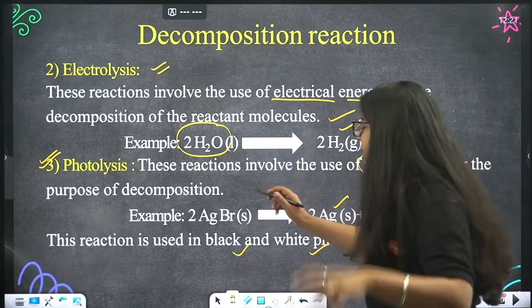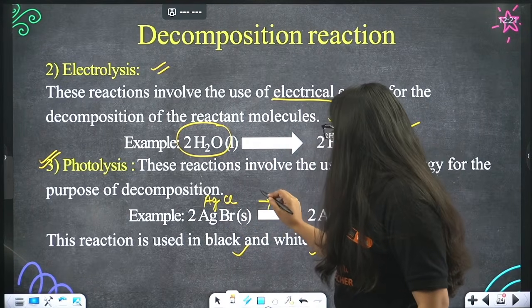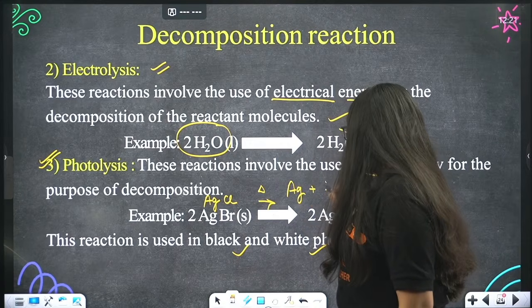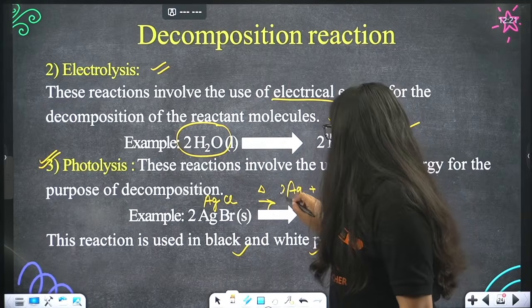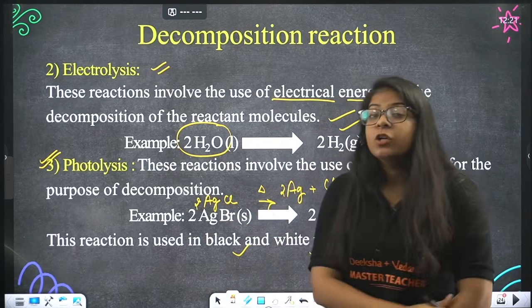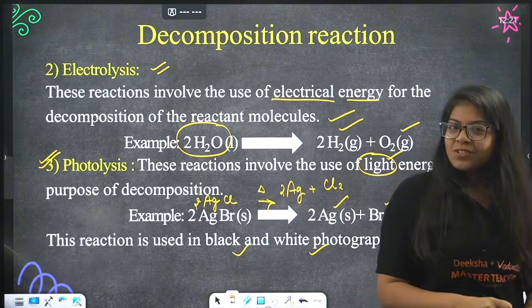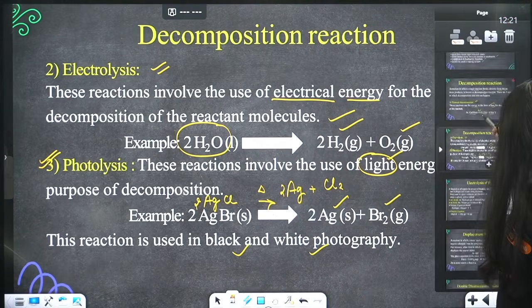Done. And it is the same for Cl as well. So if you have AgCl and you shine light energy on it, it will be broken down into Ag plus Cl2. And of course, I know by now you are all very well equipped in balancing chemical reactions. Done? Okay, so that was all about decomposition reactions, beta.